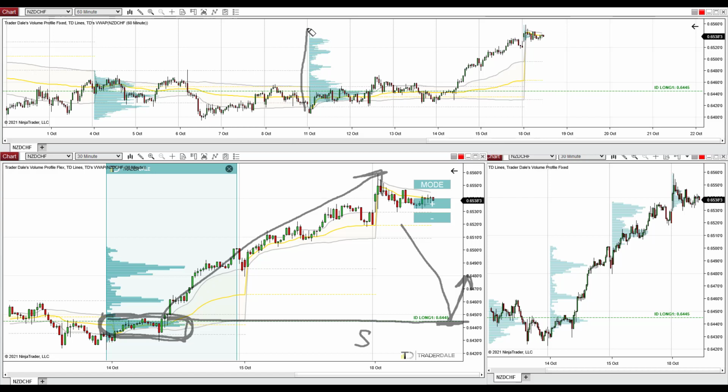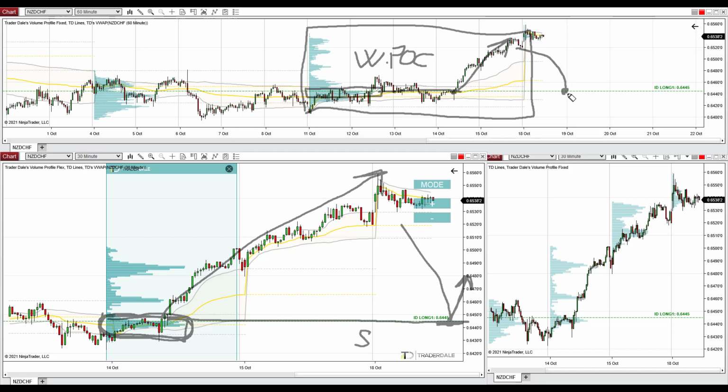And if you look at the weekly volume profile from the previous week, then this is it. Weekly point of control from which strong buying activity starts. So we wait for a pullback back into the weekly point of control, and from there I think that will be a nice trading opportunity for a long trade. All right, so that's about that.